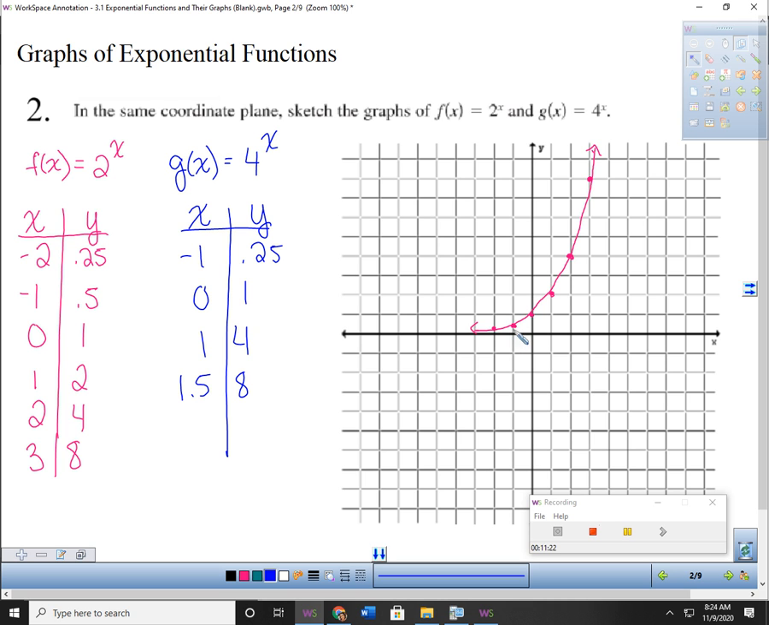So -1, 0.25, 0, 1, 1, 4, and then 1.5, 8. And then you'll do the same thing that we just did. Make sure you put arrows on both ends, but that you do not cross your x-axis, or touch it really.